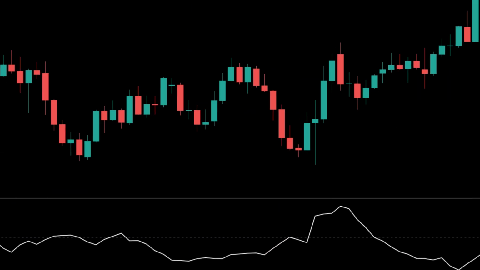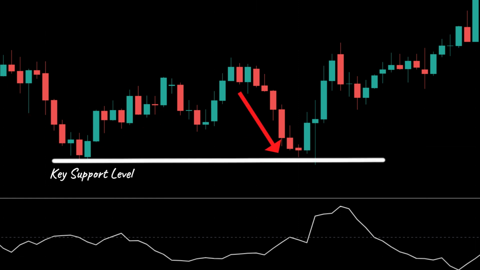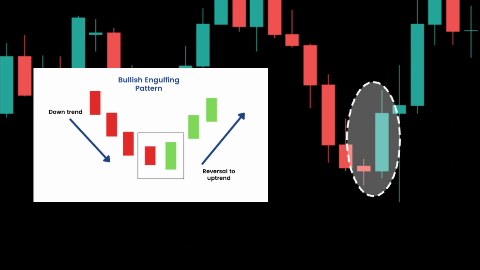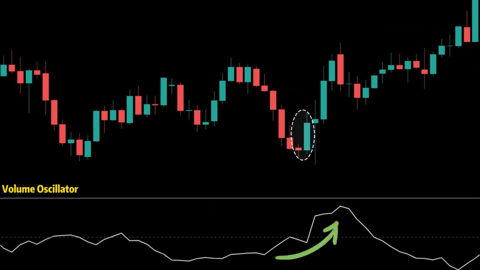Let's look at another example. Here we have the EUR day chart. As you can see, prices went down to this level and up again, making this a key support line. As prices went back to this level again, we spotted a bullish engulfing pattern, which is a bullish signal. And the volume oscillator is also increasing, which means this is a good opportunity to take a buy position.